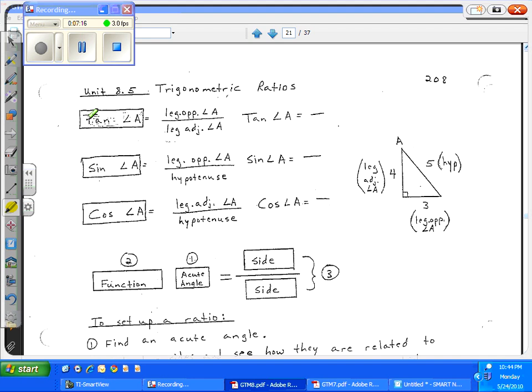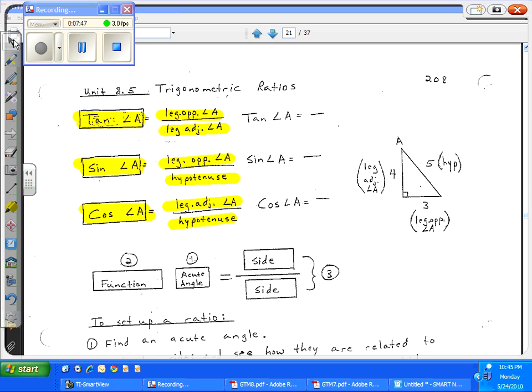I prefer that you just memorize them. Tangent of angle A is equal to the length of the leg opposite angle A over the length of the leg adjacent to angle A. The sine of angle A is equal to the length of the leg opposite angle A over the length of the hypotenuse. The cosine of angle A is equal to the length of the leg adjacent to angle A over the hypotenuse. Just flat memorize it.